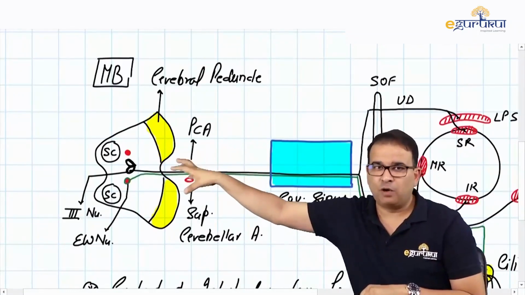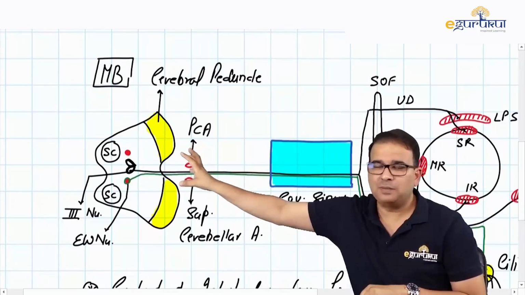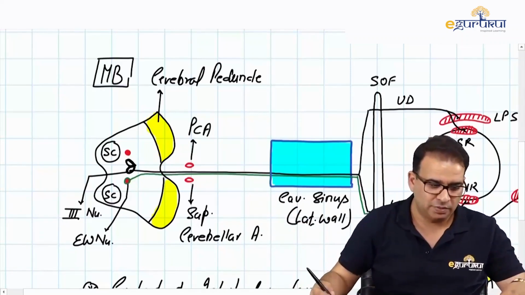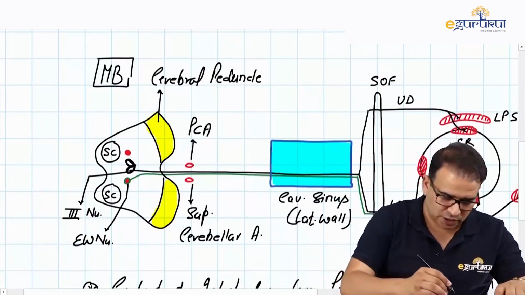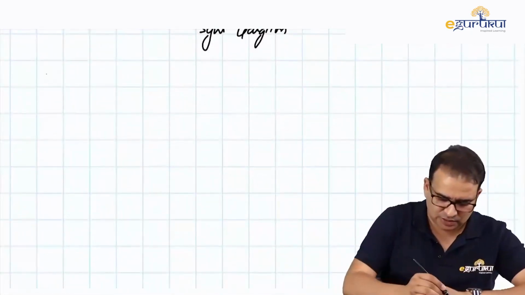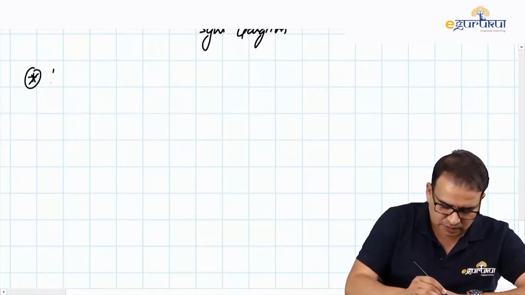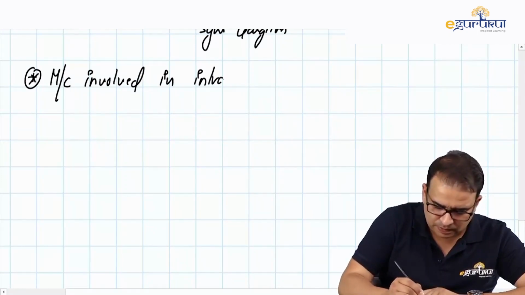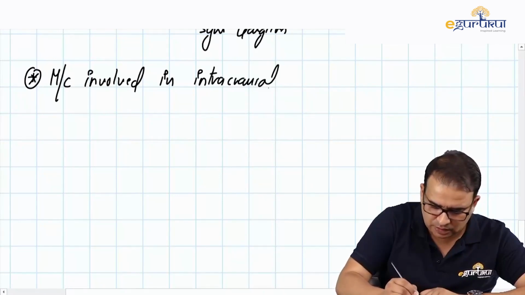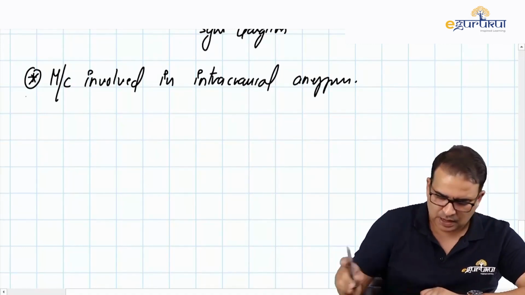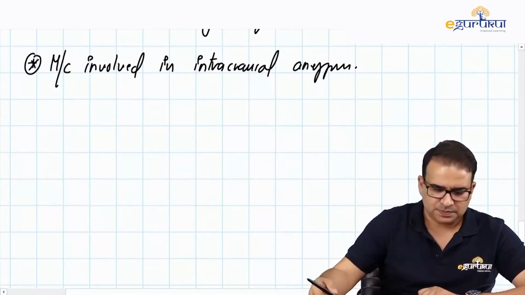So the aneurysm which involves this region or the posterior part of circle of Willis, the most commonly involved nerve will be the third. The most commonly involved nerve will be the third nerve. So you can note that because of its anatomical location, the third nerve is most commonly involved in intracranial aneurysms.